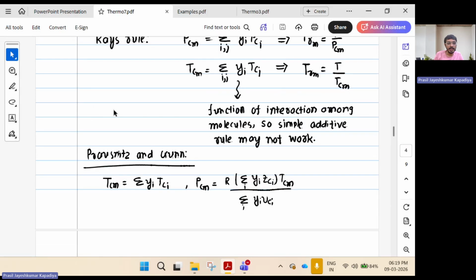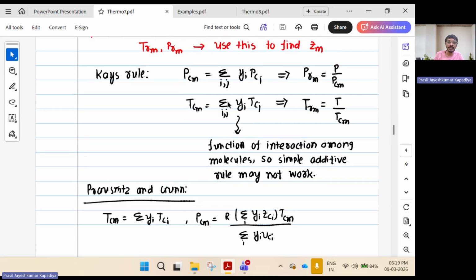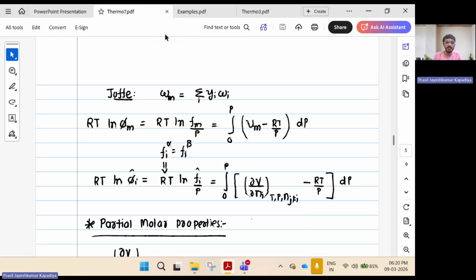So based on that, there are some scientists who developed these mixture rules for critical temperature and critical pressure. So critical temperature they kept as it is, but for critical pressure they modified the expression by the following formula. They just replace this PC term with summation yi Zci divided by summation yi Vci into TCM. So these are various equations that can be used to find the various mixture properties. So this was for omega, and mixture omega is nothing but a simple addition rule.